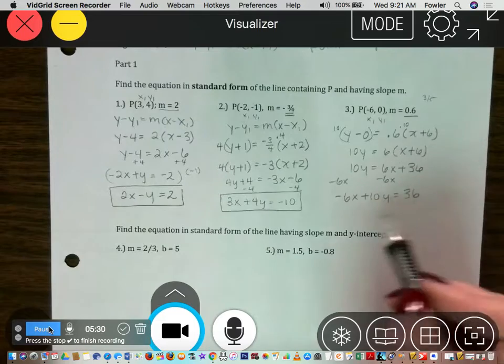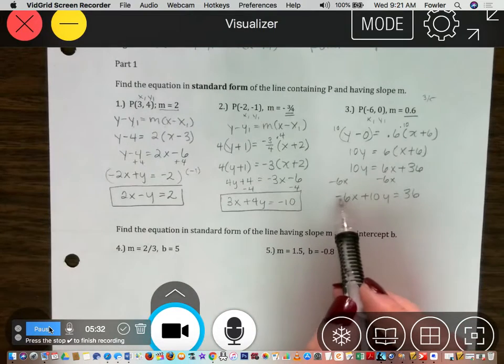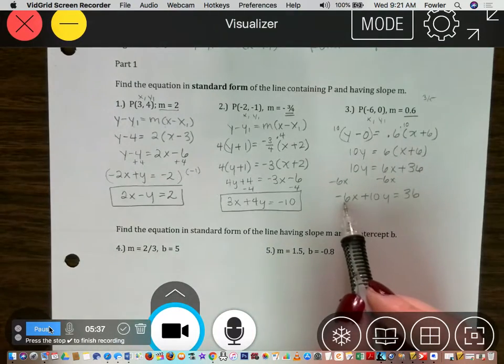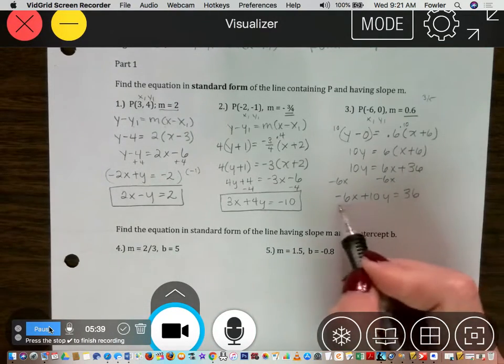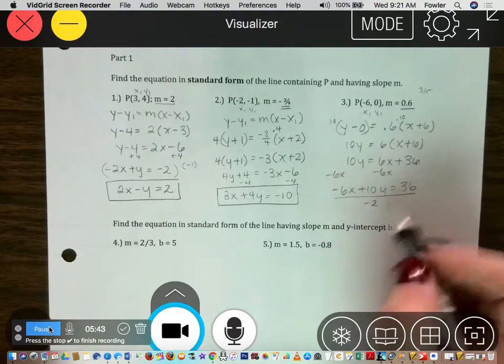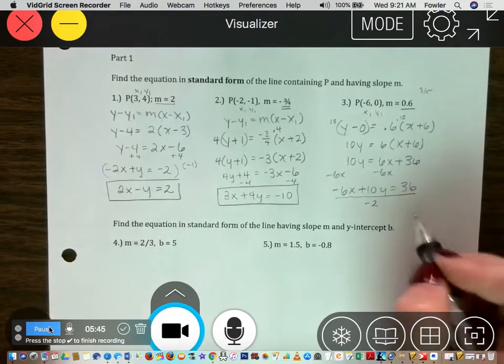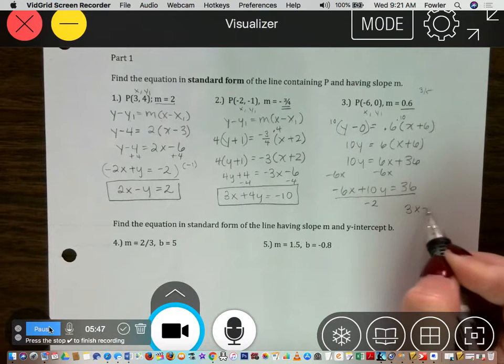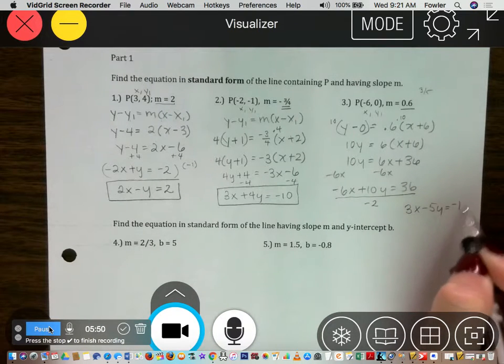And just a reminder, not only to look for that negative on your A, we need to get rid of that, but I can go through and divide this by 2 as well. So to make it relatively prime, I would divide everything by negative 2 and end up with 3x minus 5y is equal to a negative 18.